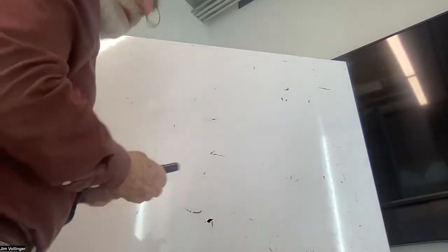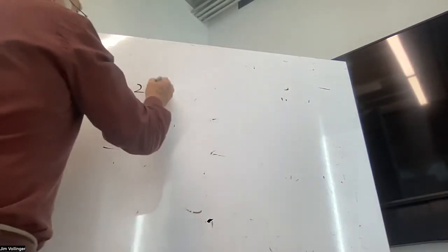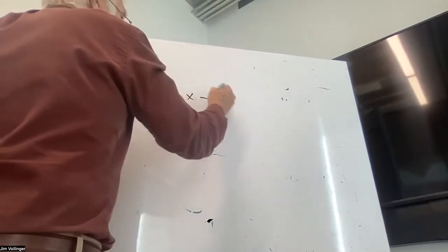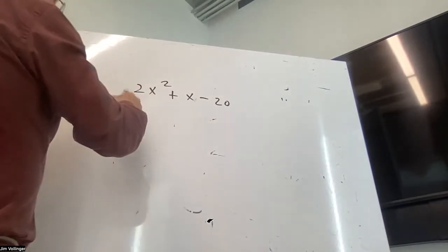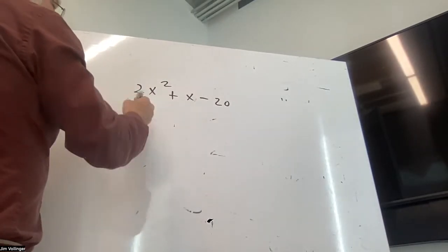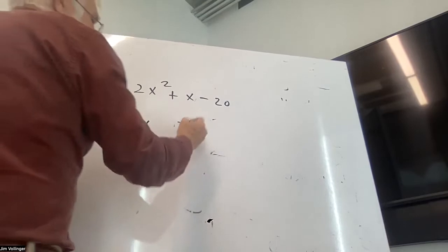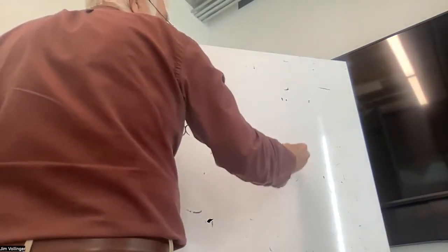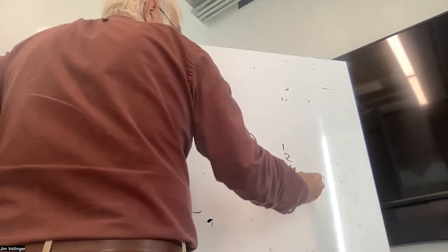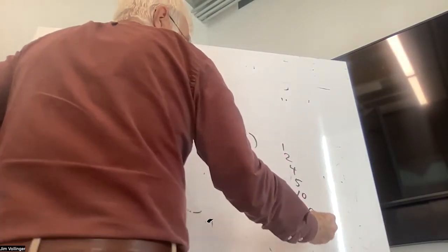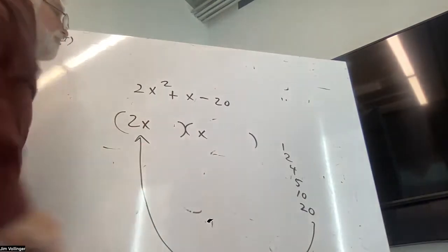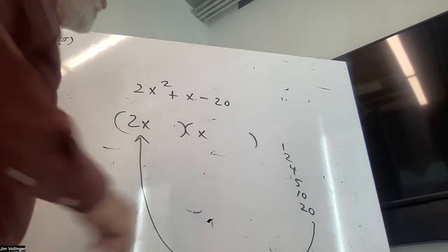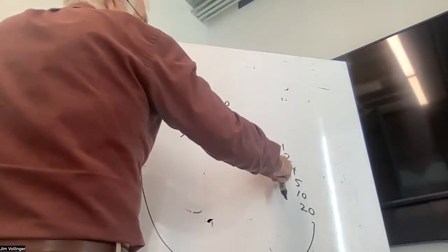2x squared plus x minus 20. Yep. All right. There's only one way to get 2x squared, and that's 2x times x. So we start there. Then we look at all the factors of 20: 1, 2, 4, 5, 10, 20. And whatever those numbers are, they get doubled. And so I'm looking at 2 and 4 by the look of it.